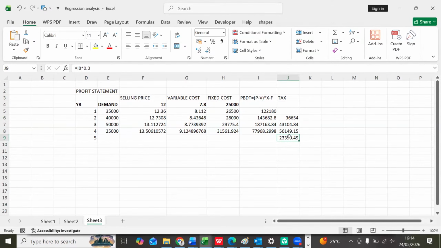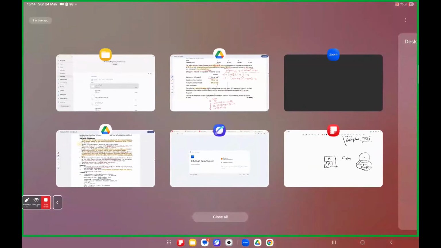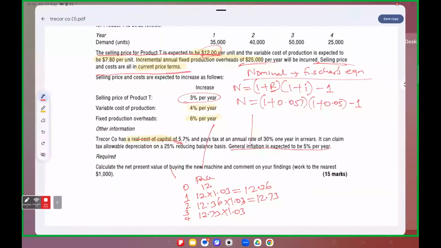Allow me to reshare my original document here. So let me stop sharing these here. The moment you understand this, ladies and gentlemen, then you have understood the entire thing, which will make all of us very happy.